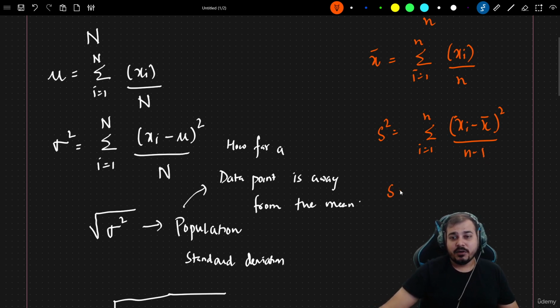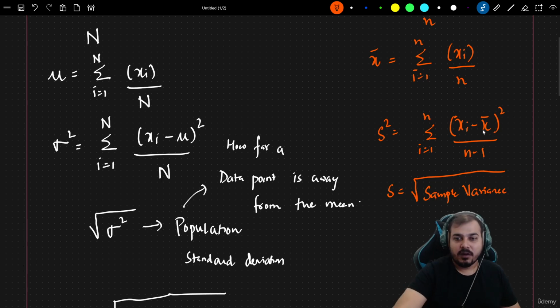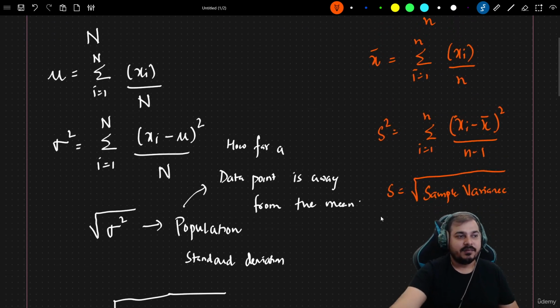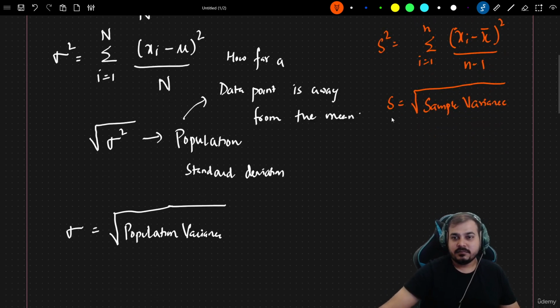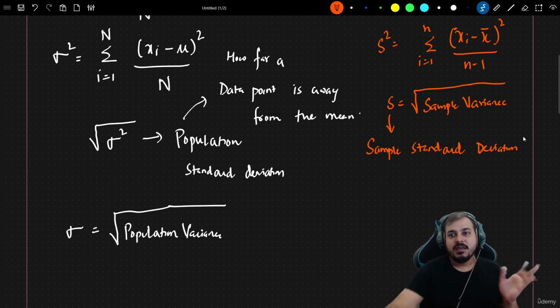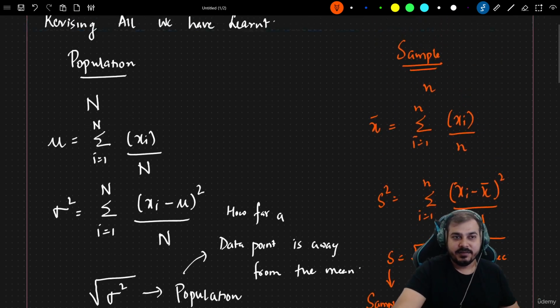And finally, if I want to compute S, that is your sample standard deviation, you'll just use the root of sample variance, right? So this is your entire formula. This S is nothing but the sample standard deviation. And I've told you the use of standard deviation: to say, for a data point, how far away it is from the mean. Usually it is said in terms of standard deviation.